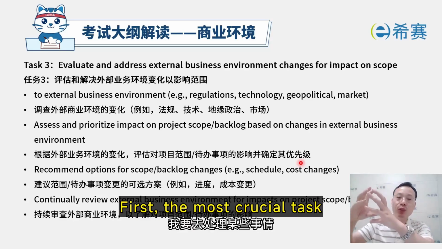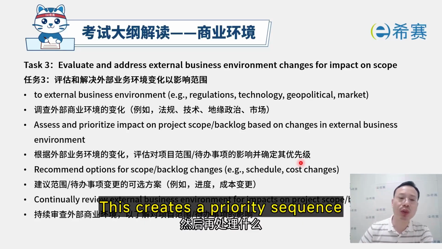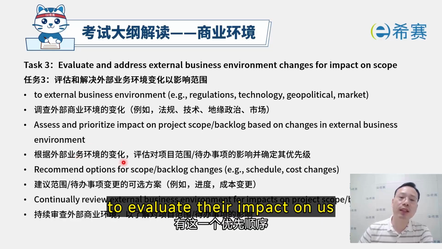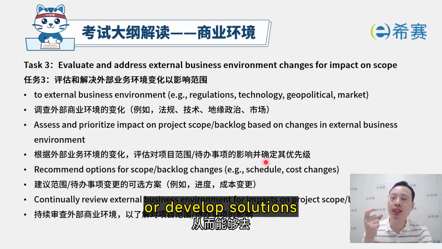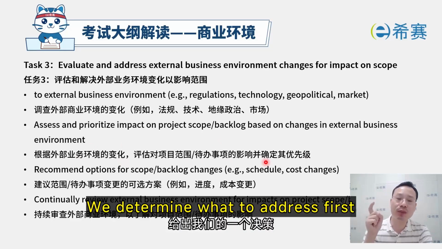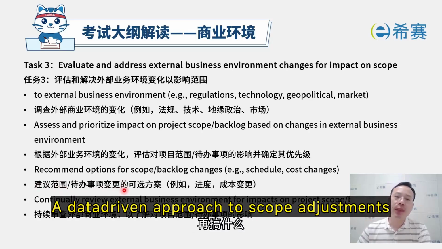First, the most crucial task. Then, the next priority. Finally, the least urgent. This creates a priority sequence. We base this on external factors to evaluate their impact on us. This allows us to make informed decisions or develop solutions. We determine what to address first, then what follows. And lastly, the third priority, a data-driven approach to scope adjustments.